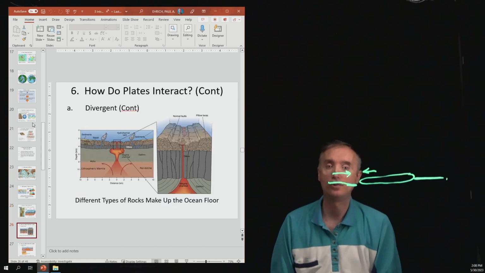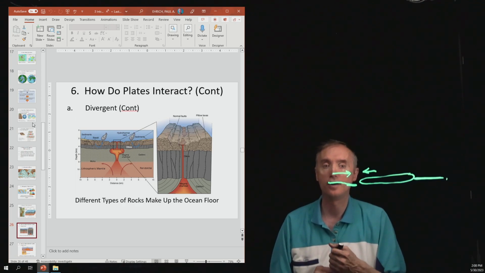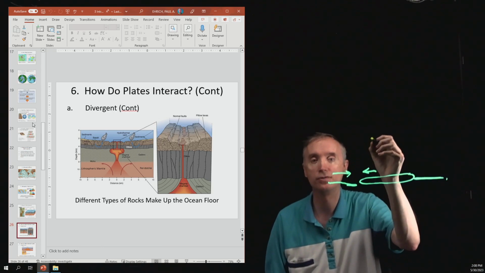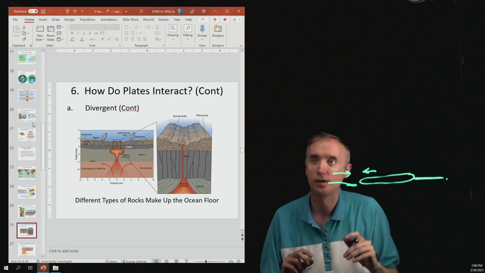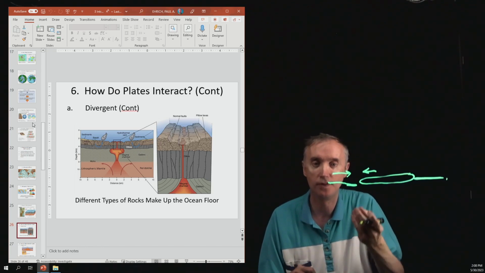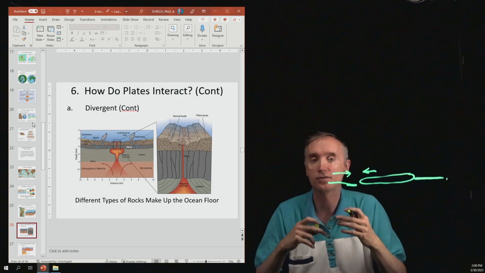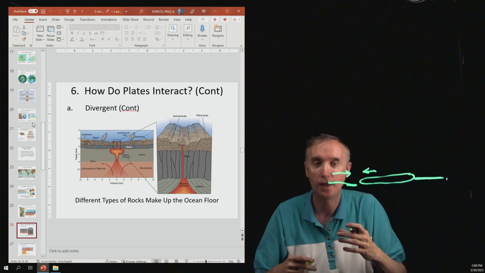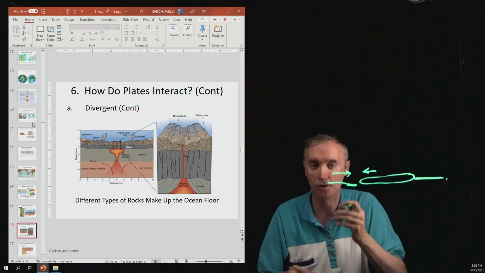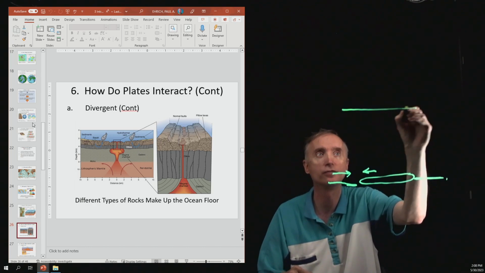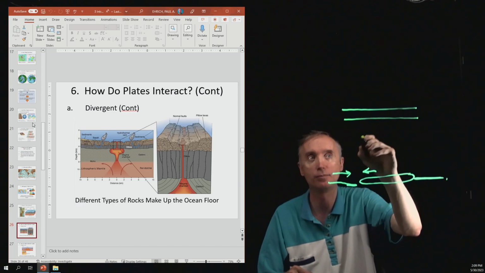Okay, you should know the different layers of the ocean floor. At depth you're going to have peridotite, which is the mineral that is in the asthenosphere. Then as it comes up to the surface, it's going to start to chemically change, and it's going to become gabbro, which is the crystallized version of basalt. At the very surface of the ocean floor, you're going to have basalt. Underneath it is going to be gabbro.